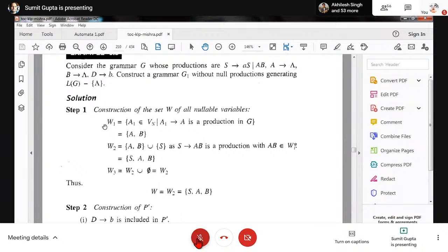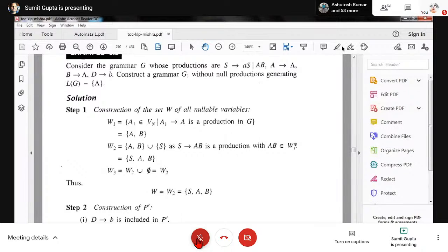So what we'll do first, W1. We are following the first step, W1, where A1 belongs to Vn. So A1 should belong to Vn. This is a representation. Over here we have to see which productions lead directly into null, where A1 gives null. A1 gives null is a production in G.